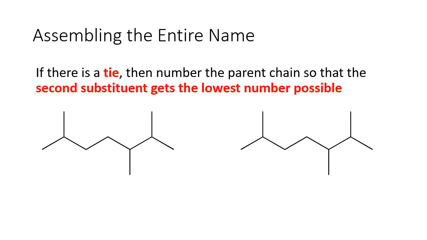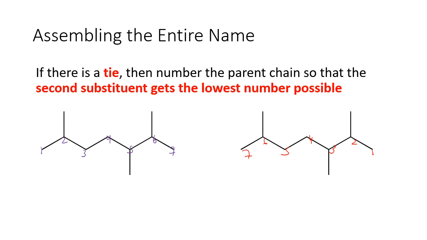Okay, next, if you have multiple substituents and you have some ties you have to break, then you have to give the next substituent the lowest number possible. So basically, the thing to remember is you're always trying to give your side groups the lowest number possible. So if we start numbering on the left on our first molecule, we'd have 1, 2, 3, 4, 5, 6, 7. And if we start numbering from the right, we'd have 1, 2, 3, 4, 5, 6, 7.